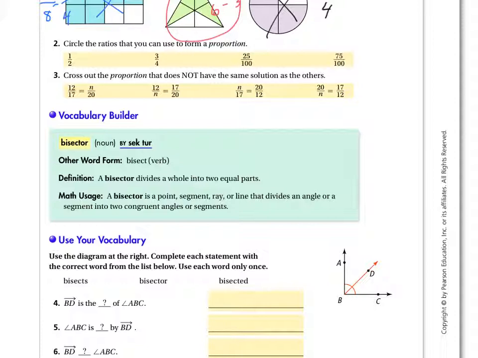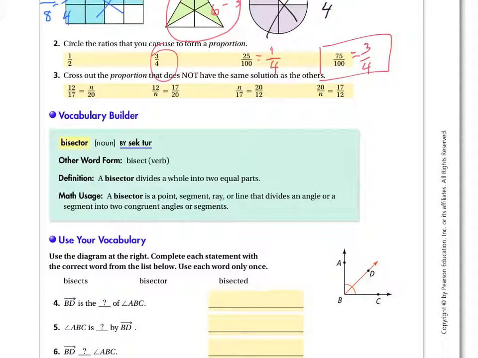Is 1/2 fully reduced? Yep. How about 3/4? Yes. What about 25/100ths? What does that reduce to? 1/4. So that doesn't match either of those, right? And so what about 75/100ths? That's 3/4. So it matches this one, doesn't it? So there's your ratio.